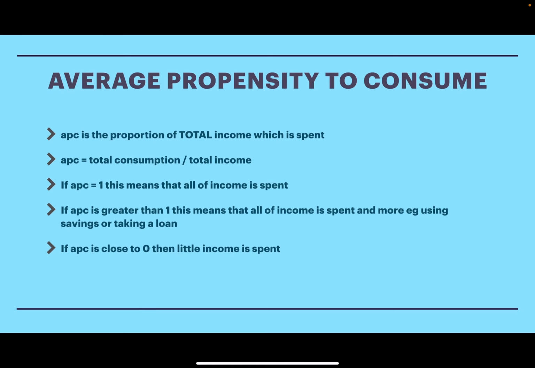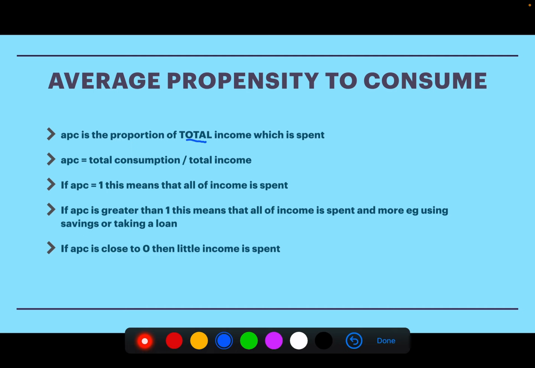Right, average propensity to consume. That's all about your total income. So it's the same kind of principle as before, but it's total income. So it's the proportion of your total income that you spend. So average propensity to consume is total consumption over total income. So if average propensity to consume is equal to 1, that means that your total income is equal to your total consumption. So it means you spend everything.